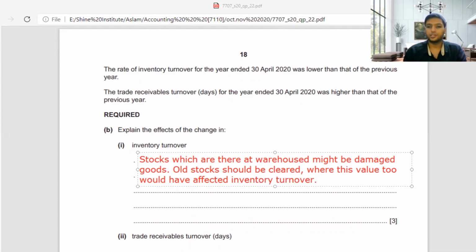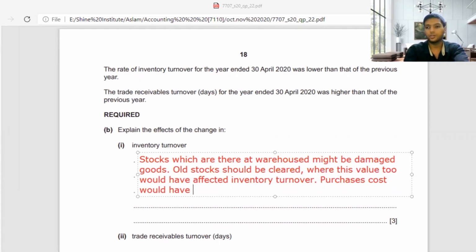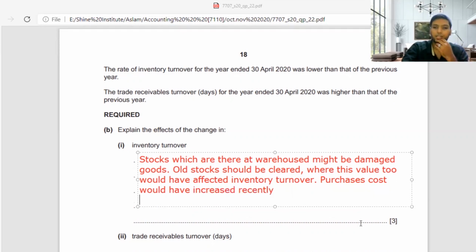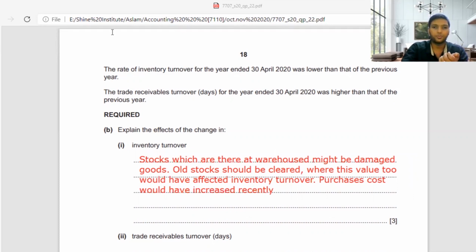Cost of sales are increasing, and your average inventory, maybe you might have a lot of closing stock also, it will be a problem. I can say cost of production has increased, or purchase cost would have increased recently because of the quality or something recent. So these might be the reasons, 3 reasons I have given. You can give some other reasons what you feel correct.